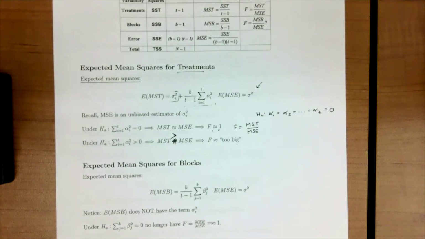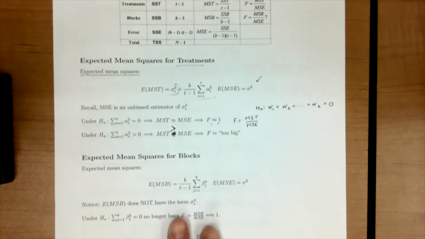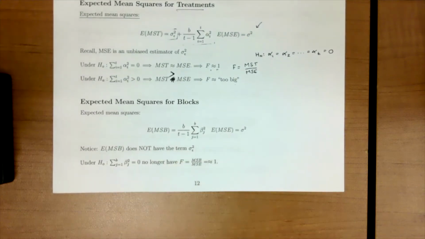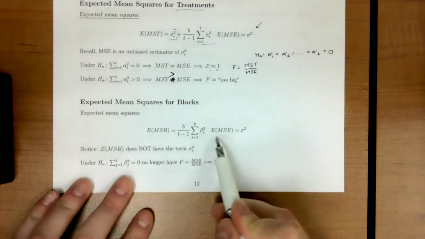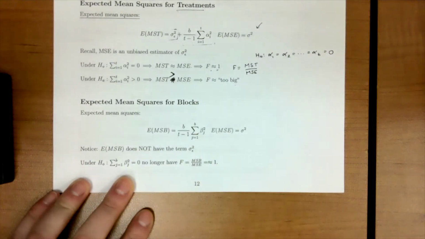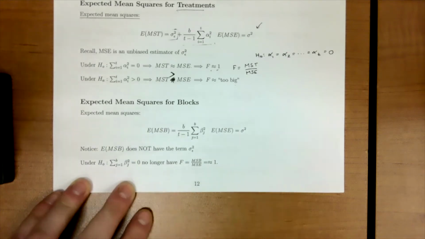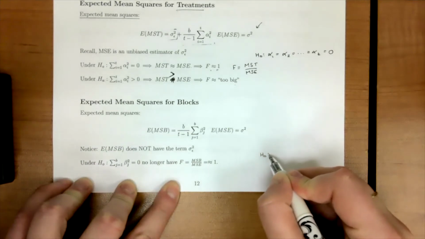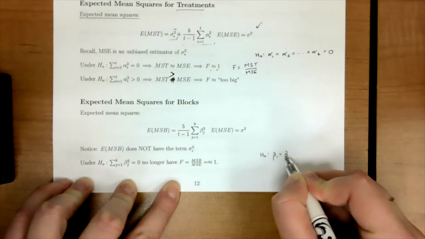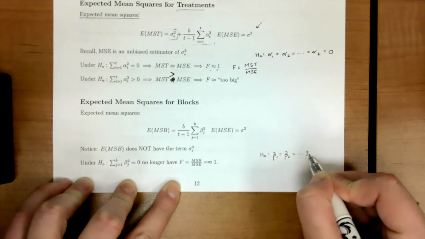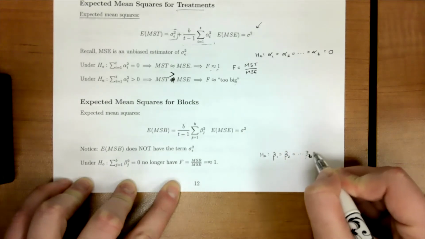Okay, now I want to take this same idea and apply it to blocks. So if we were to apply it to blocks, we'd have the mean squared of blocks is this, and the MSE again is still that. Now notice that the MSB does not have the sigma squared term, and this is because of how we randomize. So under the null, if there was to be one, H naught: beta 1 equal to beta 2 dot dot dot beta b equal to 0.